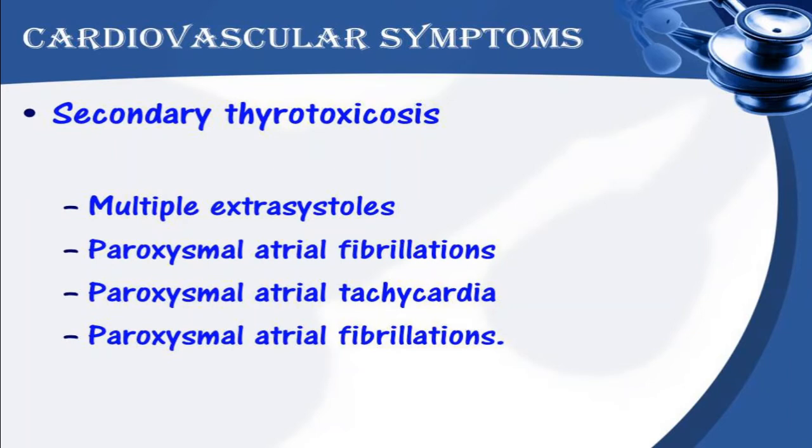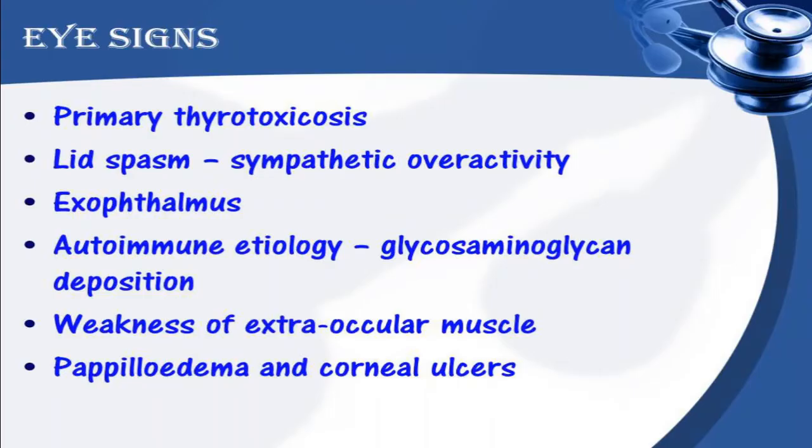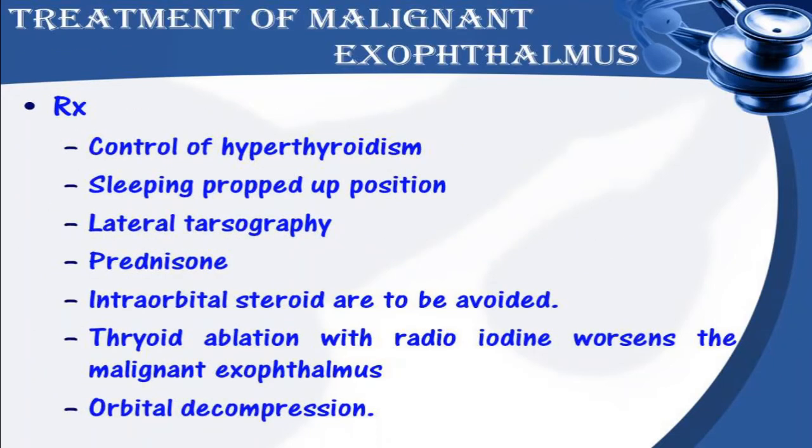So, what are the cardiovascular symptoms that are involved? That is multiple extrasystoles, paroxysmal atrial fibrillations, atrial tachycardia. These are the most commonly seen cardiovascular symptoms. Eye signs include lid spasm, that is sympathetic overactivity, exophthalmos, where your eyes will protrude out, autoimmune etiology, that is glycosaminoglycan deposition, weakness of the extraocular muscle, papilloedema, and corneal ulcers.